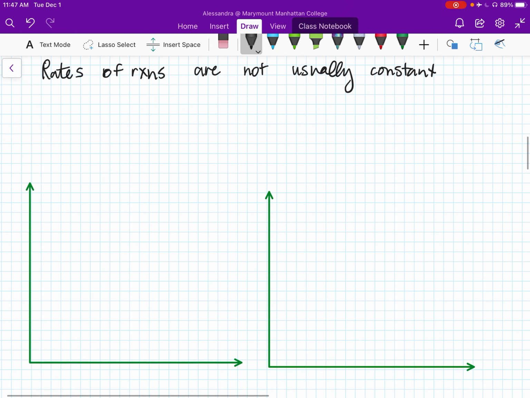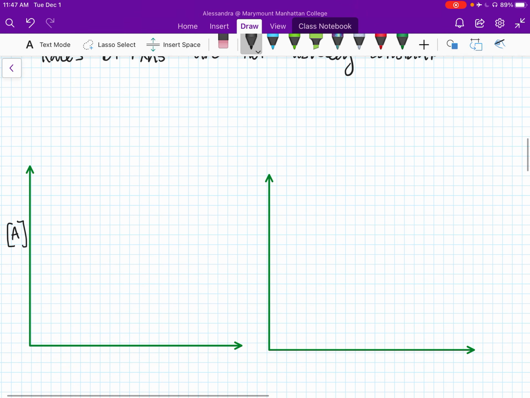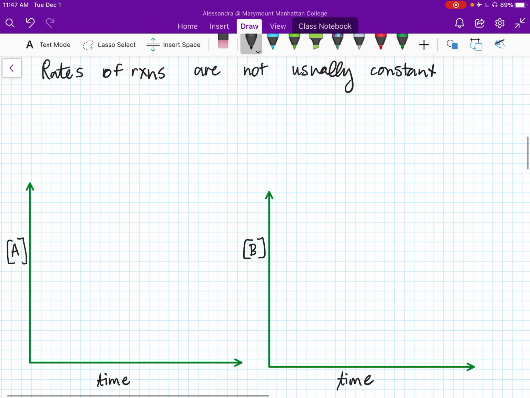Here I have two axes, and on the first axis, I'm going to put the concentration of reactant A. Whenever I put something in brackets, those brackets mean the concentration of whatever is inside the brackets. So let's look at the concentration of reactant A as a function of time, and the concentration of product B also as a function of time. So we start out with a lot of reactant, right? So I'm going to start off with A kind of up here at the top.